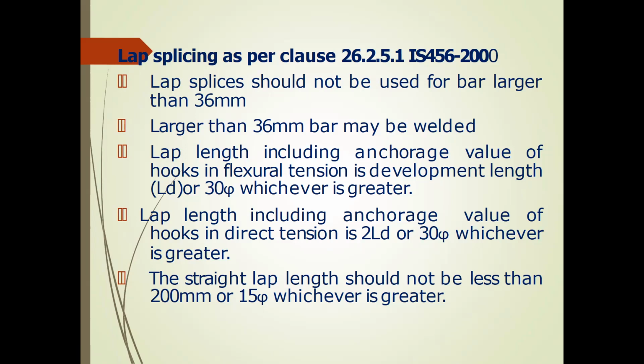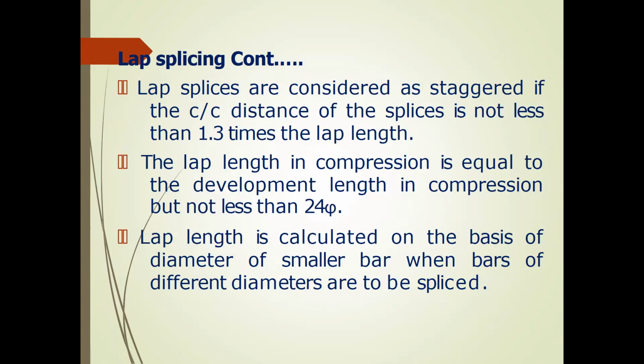The straight lap length should not be less than 200 mm or 15 dia, whichever is greater. Lap splices are considered staggered if the center to center distance of the splices is not less than 1.3 times the lap length. The lap length in compression shall be equal to the development length in compression, but not less than 24 dia. Lap length is calculated on the basis of the diameter of the smaller bar when bars of different diameters are to be spliced.